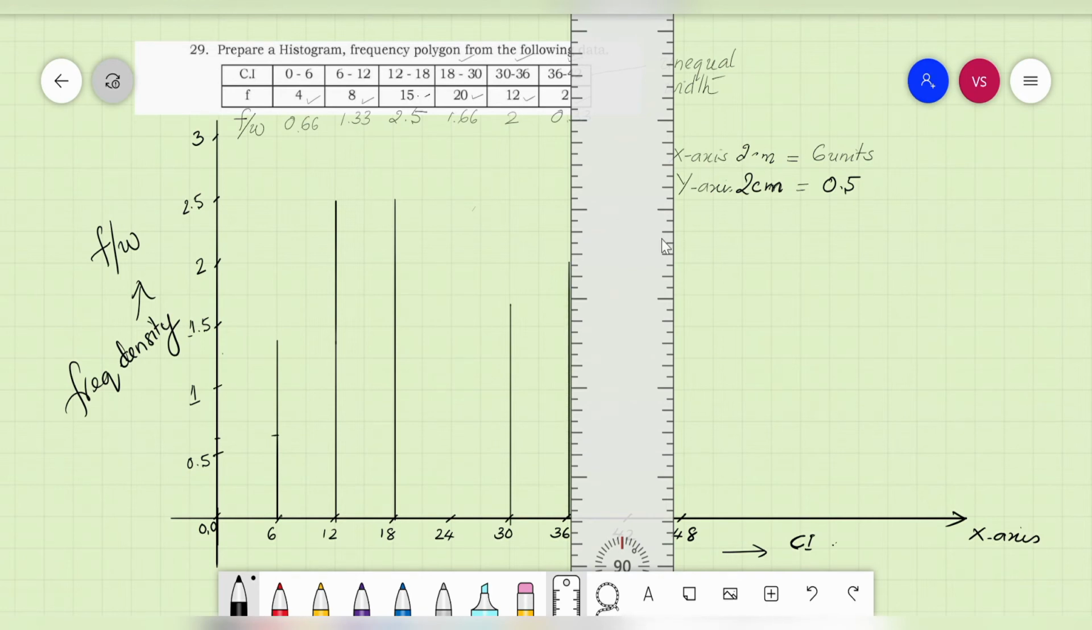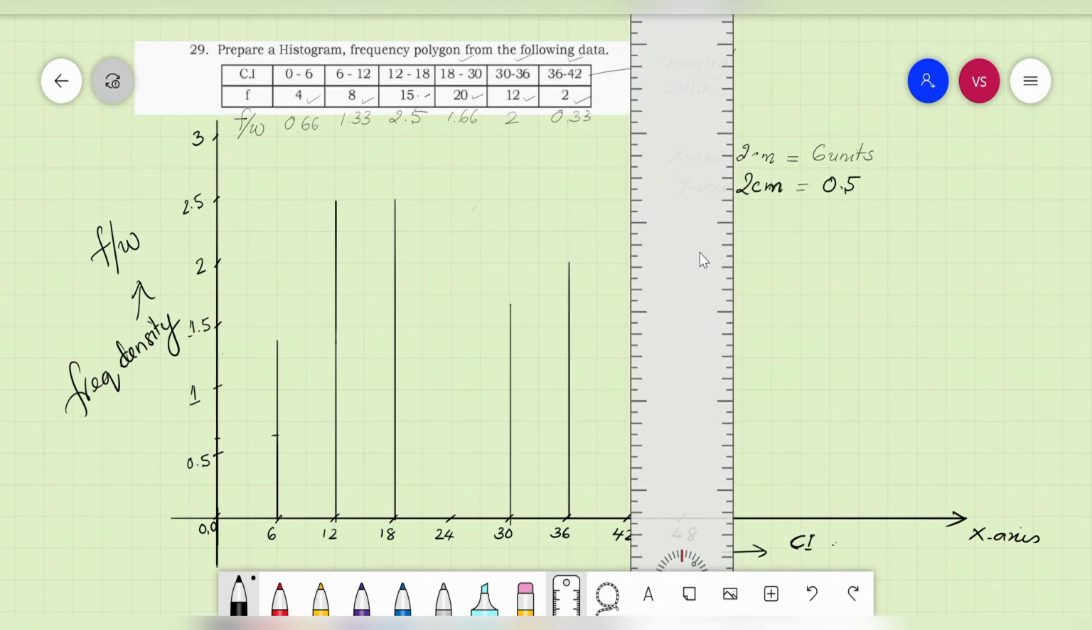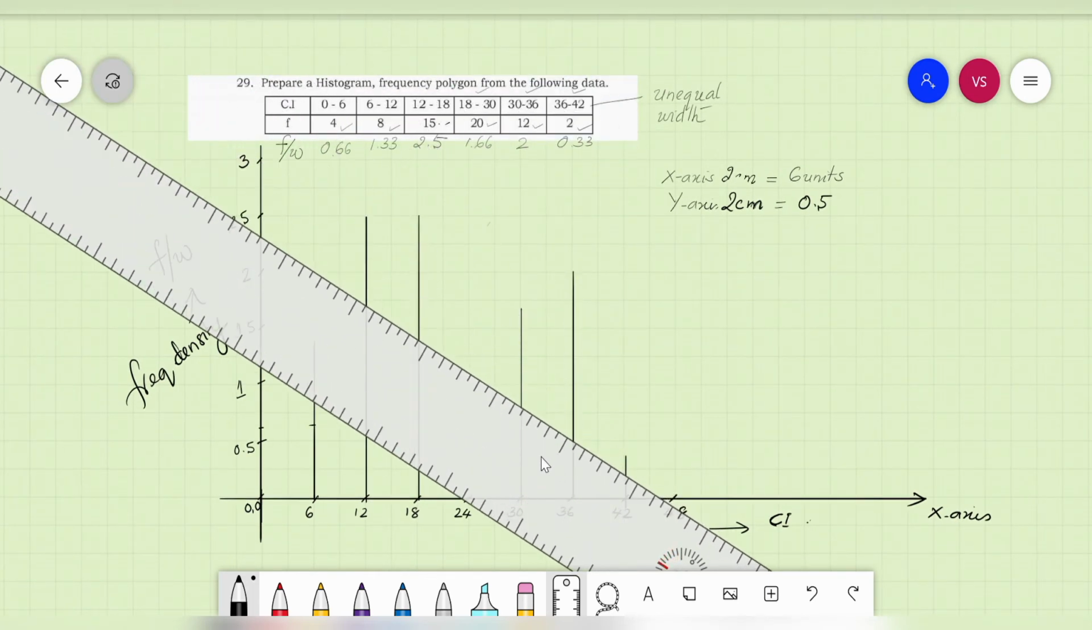And the last one is 0.33. 36 to 42 is 0.33. Somewhere here is 0.25 and this is 0.33. It will go like this. Let me draw the horizontal upper sides of this rectangle so it will be easy for us to understand.